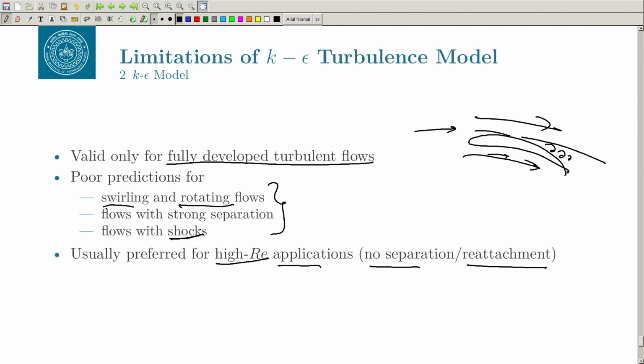So, what we will see in the next class is a model which works very well very close to the wall, and that model is called the K omega model. But then there are issues with this model also. So, we will try to blend the K epsilon and K omega models, and that will give you a model called the SST K omega model.